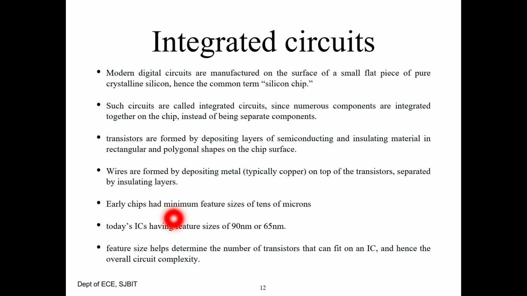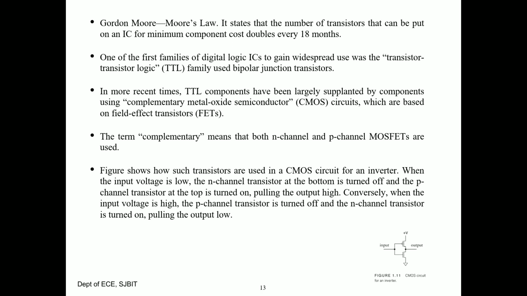Each chip will have a feature size which will be around tens of microns. Nowadays, we have ICs which have 90 nanometer and 65 nanometer as the minimum feature size. Depending on the feature size itself, we can say how many transistors can fit on the particular IC. So, the overall circuit complexity depends on the feature size. According to Moore's law, as I said, the number of transistors on an IC doubles every 18 months. So, a rapid revolution is happening in the IC industries.